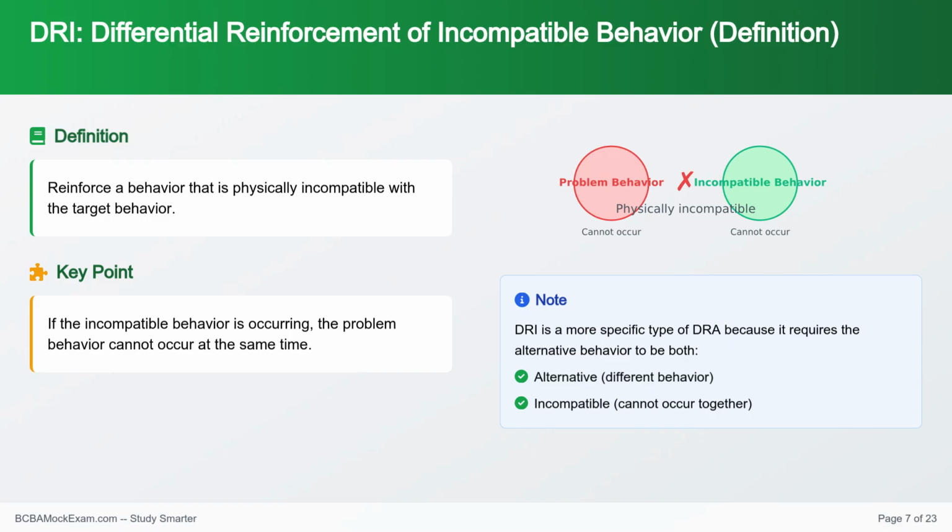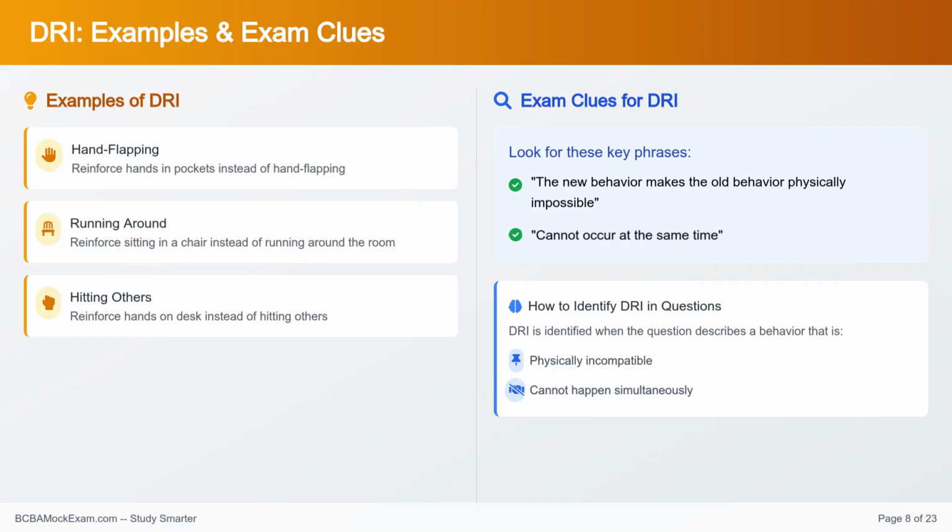Next up is DRI, differential reinforcement of incompatible behavior. This one's pretty intuitive. You reinforce a behavior that cannot happen at the same time as the problem behavior. The 2 behaviors must literally be incompatible. They cannot physically co-occur. Think of it this way. You can't hit and have your hands in your pockets at the same time. You can't run and stand still at the same time.